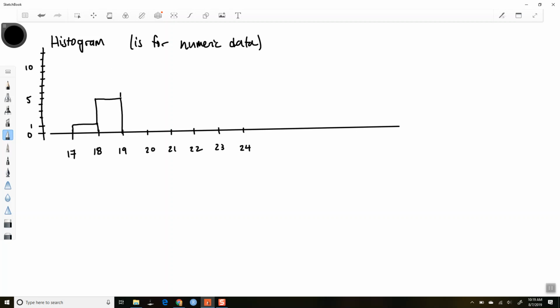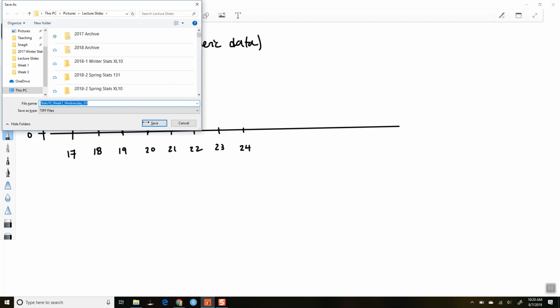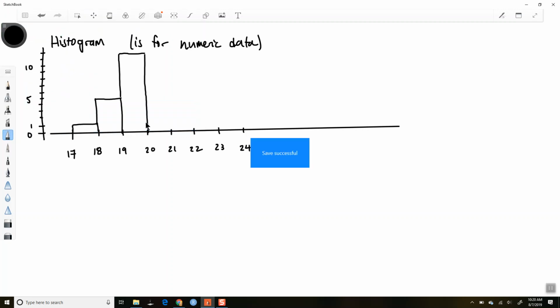Okay, and then for 19, I don't know what I said. 12 people who are 19? Is that right? Okay, what did I say? How many people are 20? 6? Wait, is that right? Okay, well anyway, so whatever. We just go through and we just kind of create bars for however many people we have. All right, I'm going to just do dot, dot, dot, and do this, okay?